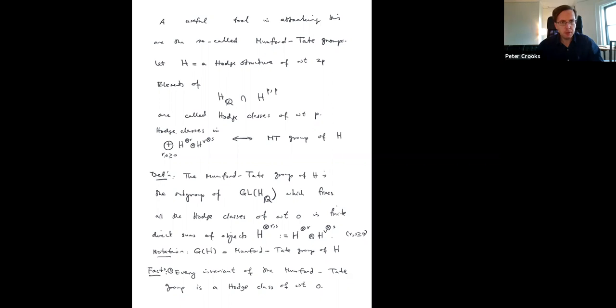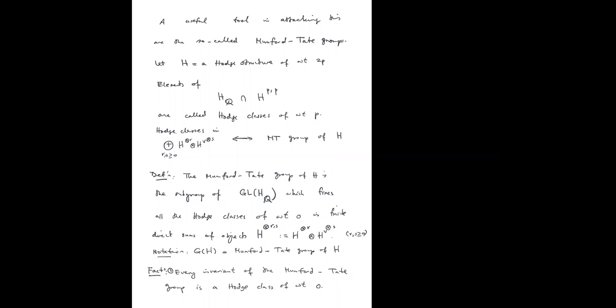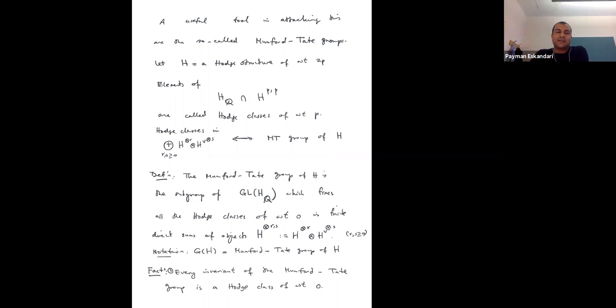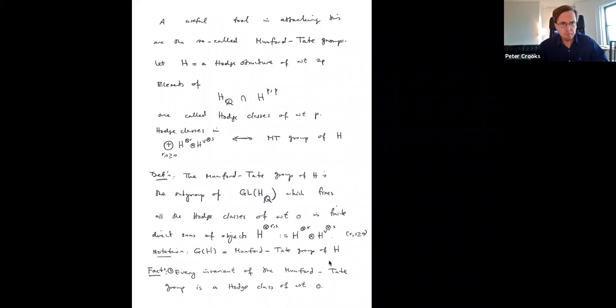By invariant, you mean fixed point, right? Fixed point, absolutely, yes. And just to be clear, the invariants of them that are defined over Q. So you look at the action on the rational vector space, and all the invariants of that would be Hodge classes. Okay, thank you.